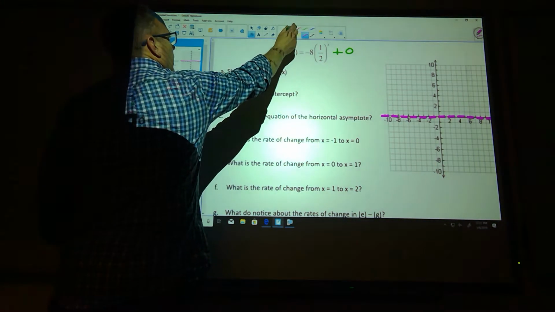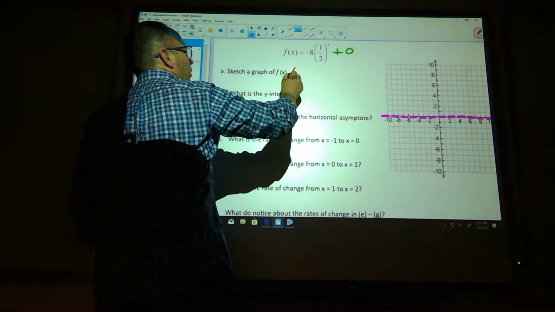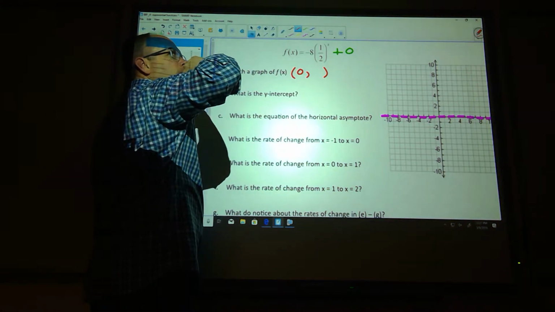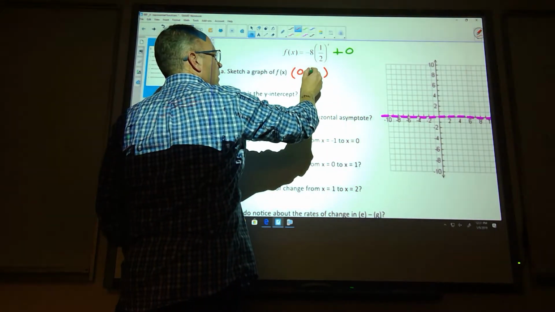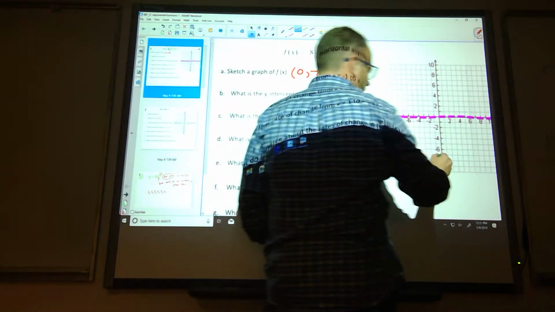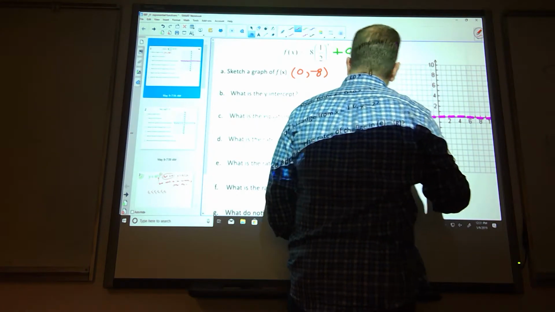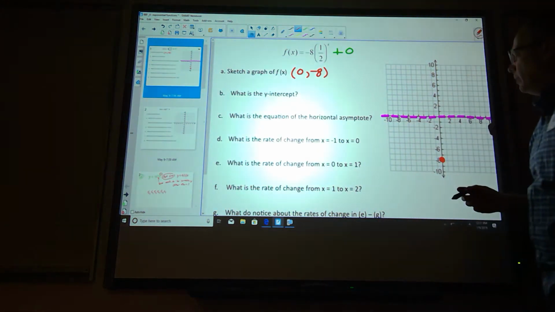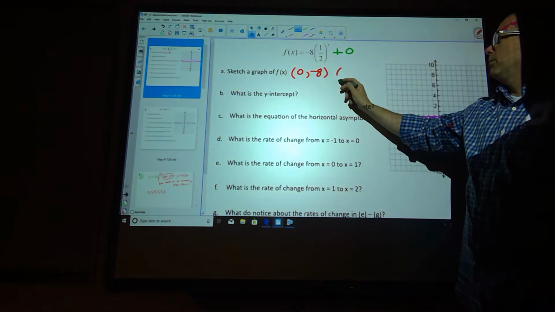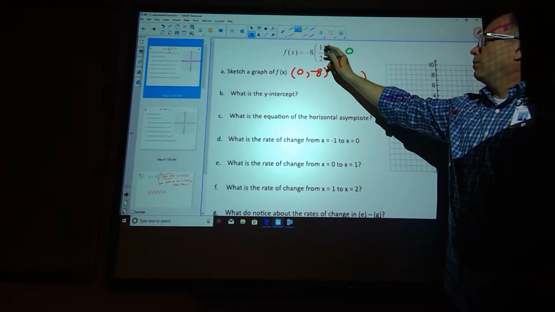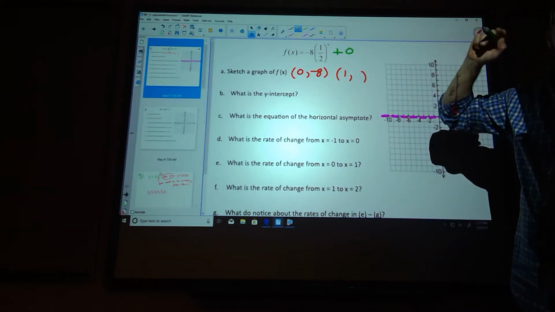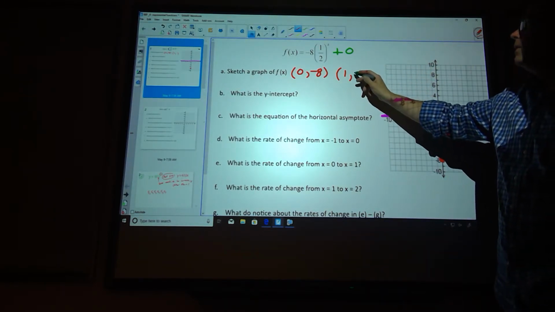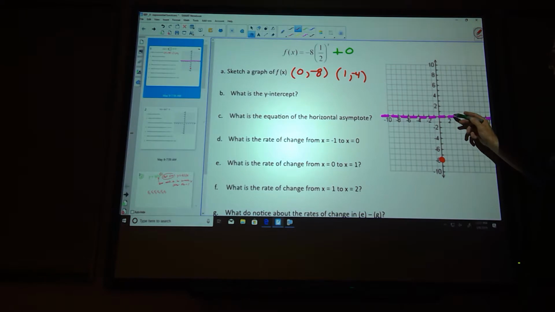Okay. And let's try and sketch the graph. Let's maybe plug 0 in. If I plug 0 in, 1/2 raised to the 0 power is 1. 1 times -8. So 0, -8. Or maybe it's just easier to plug 1 in. If I plug 1 in, 1/2 to the first is 1/2. -8 times half, -4. So 1, -4.